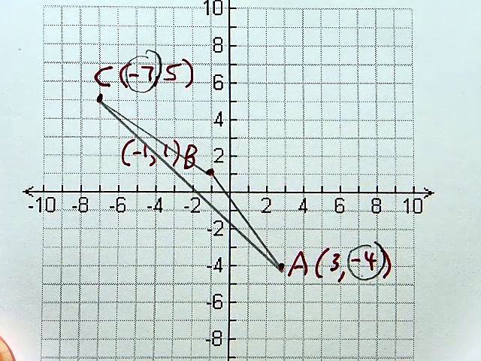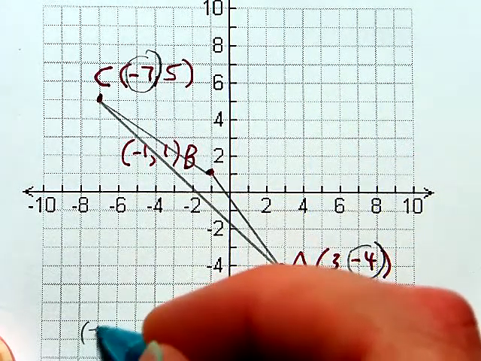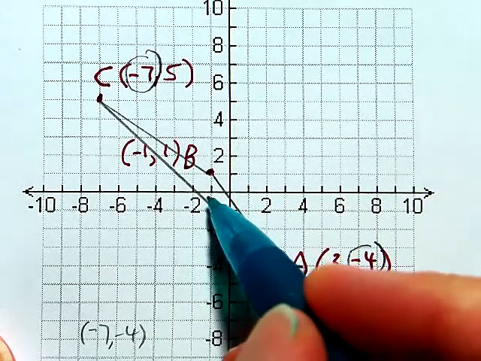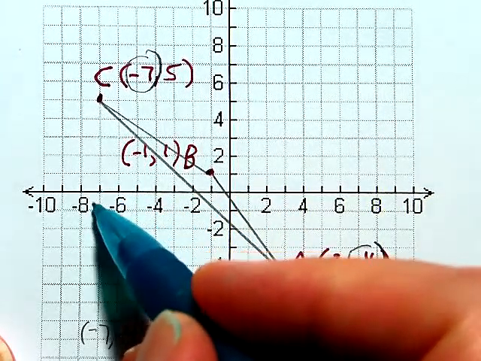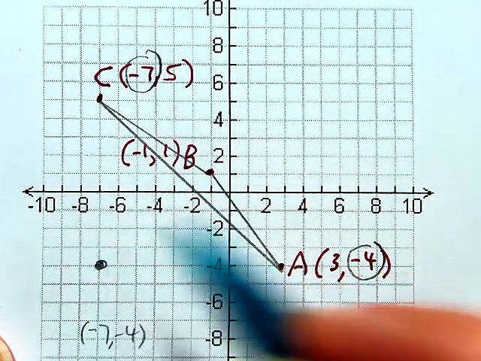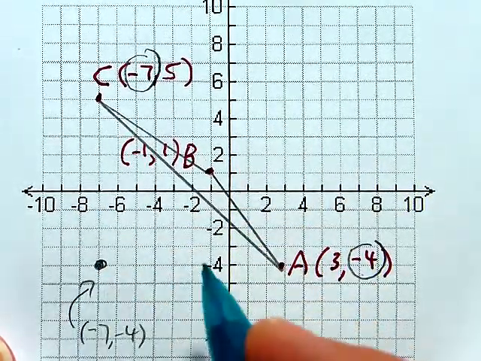So let's go ahead and find (-7, -4). Okay, so this is what we're looking for. We're looking for (-7, -4). That's going to be the third point. Let's go ahead and find it. 1, 2, 3, 4, 5, 6, 7. And then -4 is 1, 2, 3, 4. So this is the point that we seek. This is actually (-7, -4).